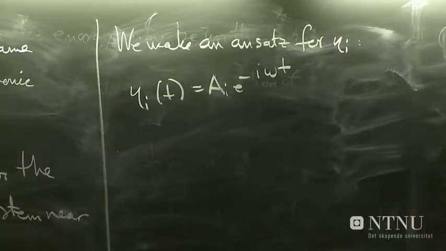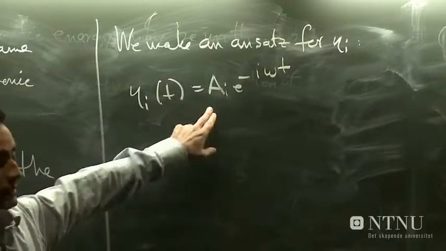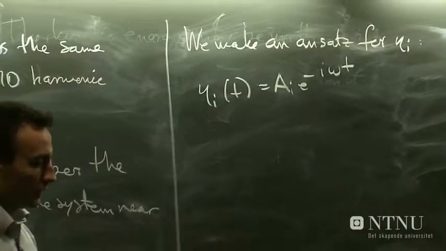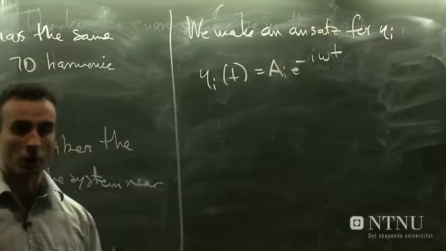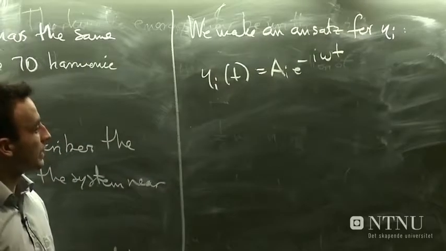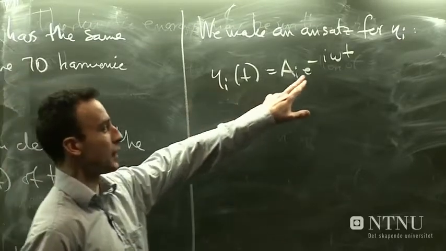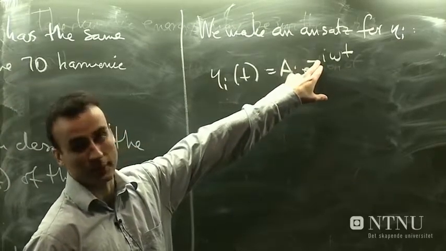So something like this, where A is complex, so that we get the most general solution, both the cosines and the sines. And I've used index i here, but I hope you're able to differentiate it from this imaginary unit in the exponent.